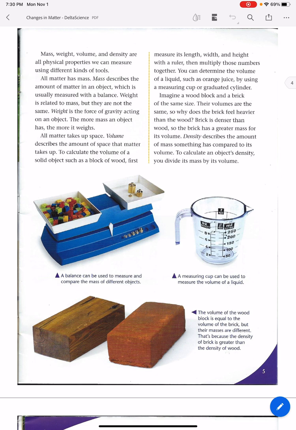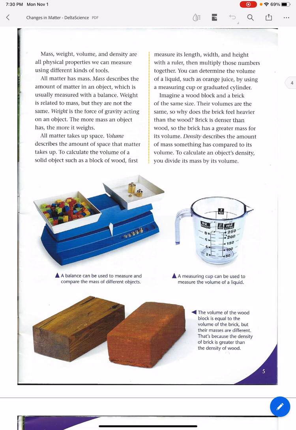All matter takes up space. Volume describes the amount of space that matter takes up. To calculate the volume of a solid object, such as a block of wood, first measure its length, width, and height with a ruler, then multiply those numbers together. You can determine the volume of a liquid, such as orange juice, by using a measuring cup or graduated cylinder.